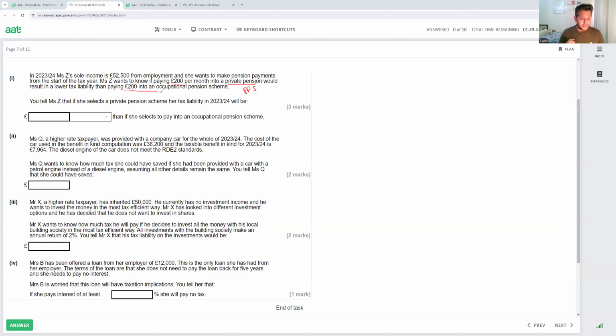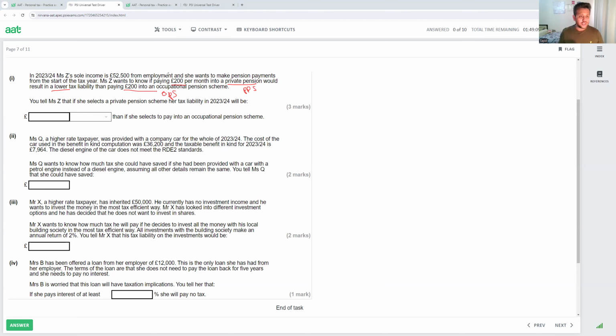So she's saying Mrs. Zaid wants to know if paying 200 to the PPS would result in a lower liability than paying 200 into the occupational pension scheme. So they're trying to say here PPS is better than OPS. So if you contribute to the PPS, that will save tax or lower the tax liability compared to paying 200 to the occupational pension scheme. Well, we don't know. We have to calculate before we give a decision. So we need to calculate both.